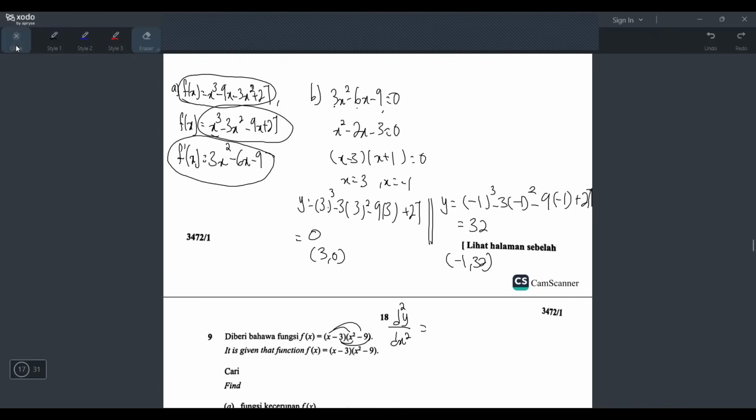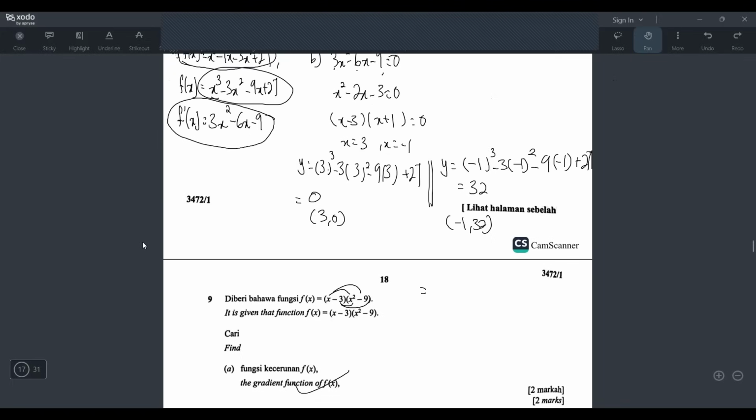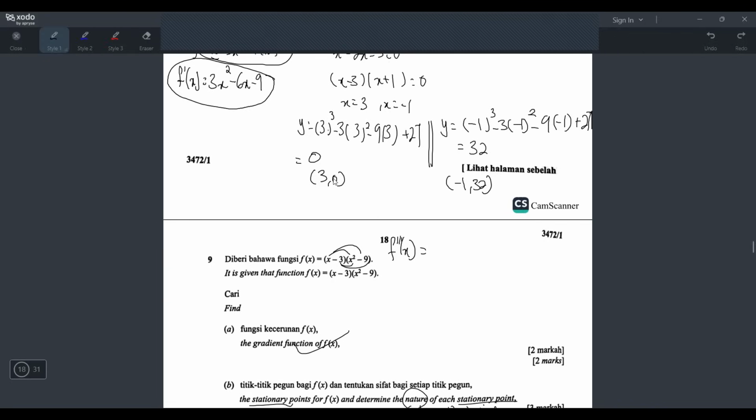Okay. And actually you cannot write d2y dx2. You know why, right? Because the equation they give is in f(x). So instead of writing d2y dx2, you will write f double prime x. It means f prime prime. Because f prime x means differentiate once, so differentiate twice means f double prime x. So differentiate 3x square, 6x, differentiate negative 6x, negative 6, and differentiate 9 is 0.